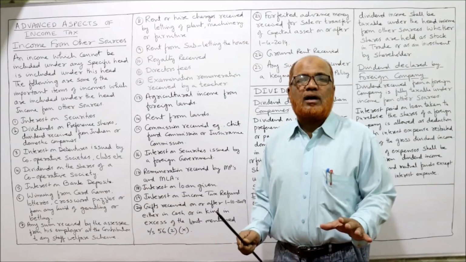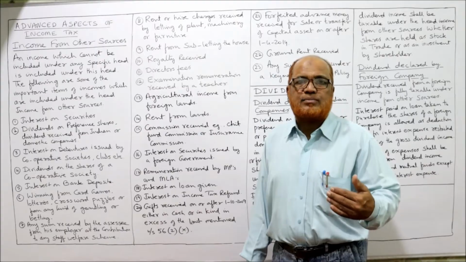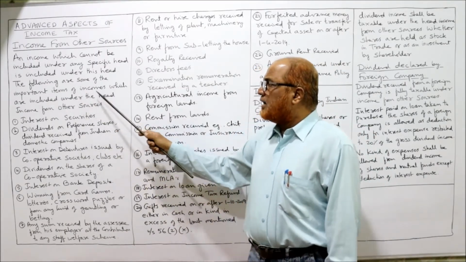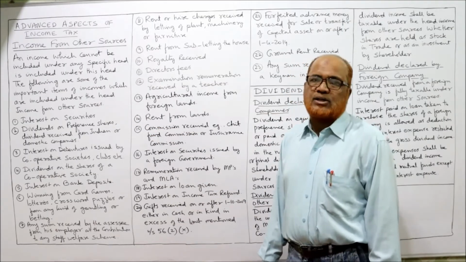So here you have to remember a few examples of incomes which are taxable. The following are some of the important items of income which are included under the head income from other sources.